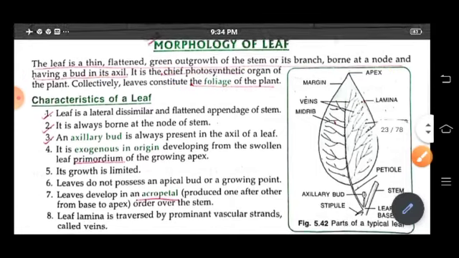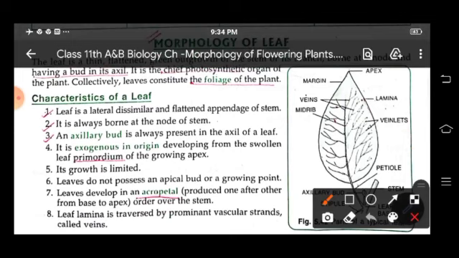So here is the diagram of a typical leaf. It has petiole, veinlets, then leaf margin, apex, veins, midrib, lamina or the leaf base, axillary bud.